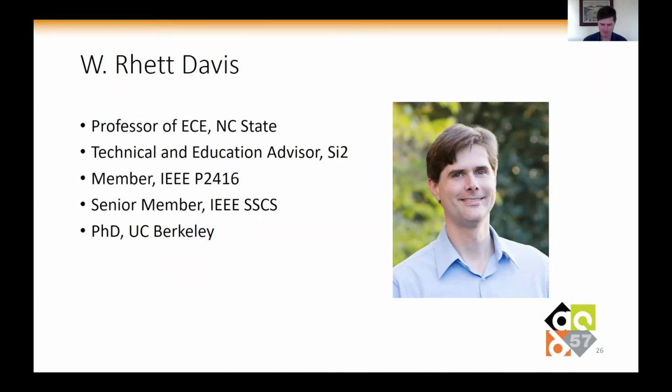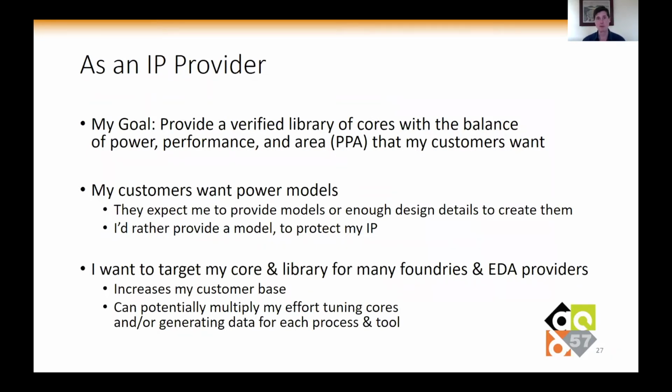So now, as an IP provider, my goal is to provide a verified library of cores with a balance of power, performance, and area that my customers want. Now, my customers want power models, and they expect me to provide them, or enough detail of the design so that they can create them themselves. Now, I'd rather provide the model to protect my IP in general.